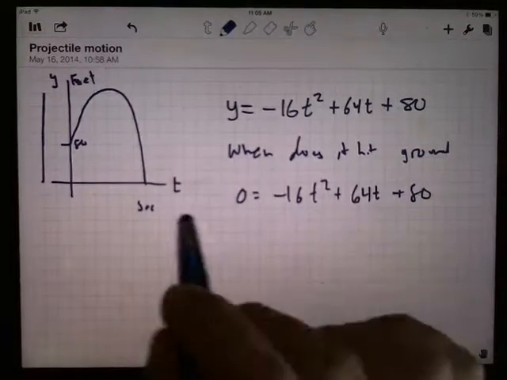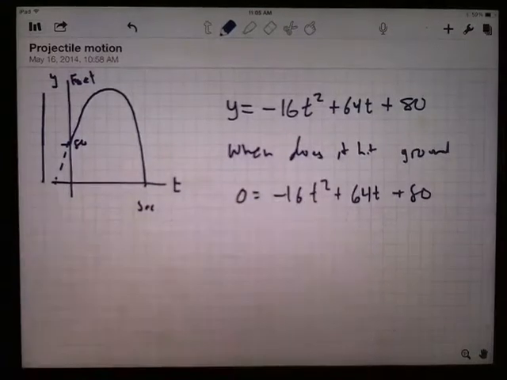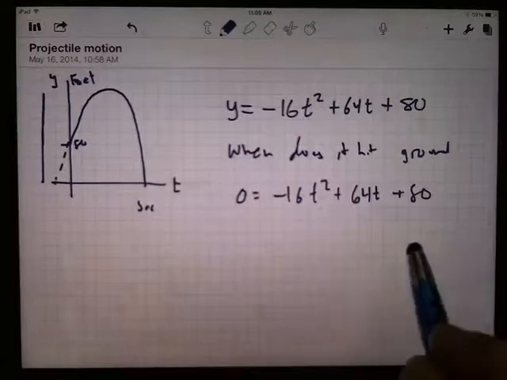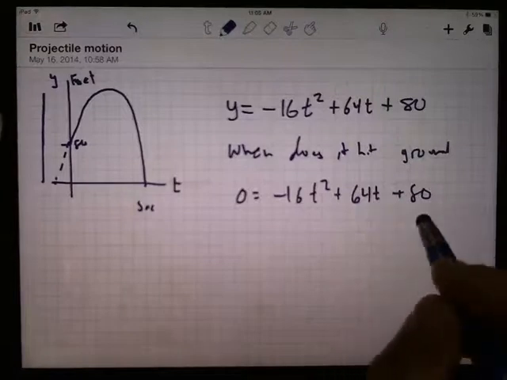Actually, there would be two solutions, this one right here, and if I extend the graph backwards, there'd be this probably negative value of time there. And how do you solve a quadratic equation, right? This is an algebra thing. You either factor it, or use the quadratic formula, or complete the square, all sorts of different things.